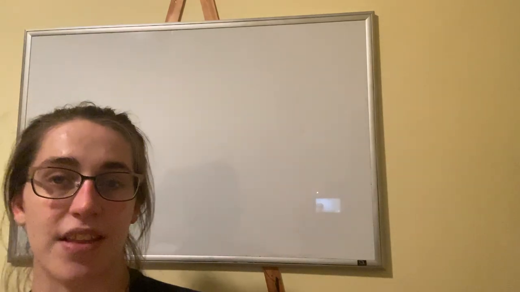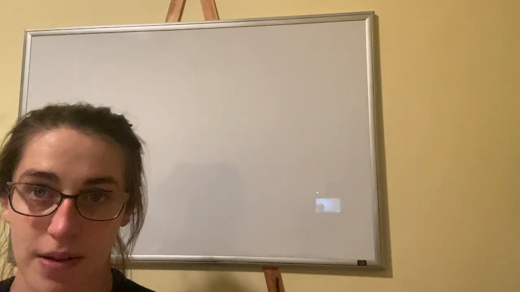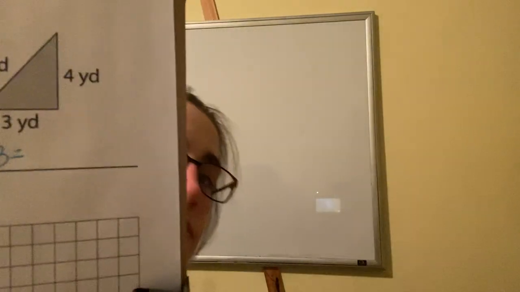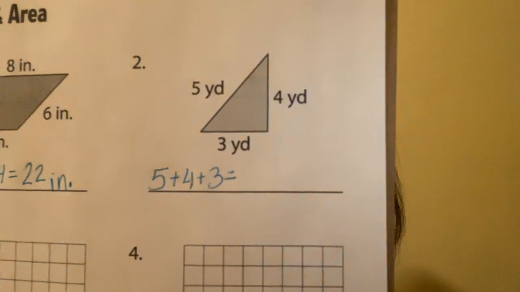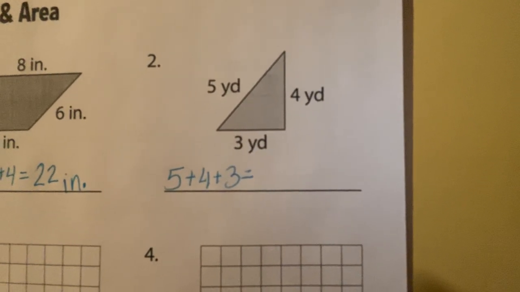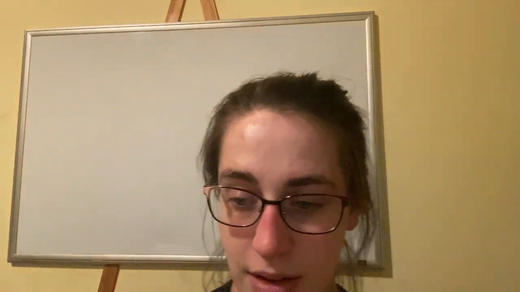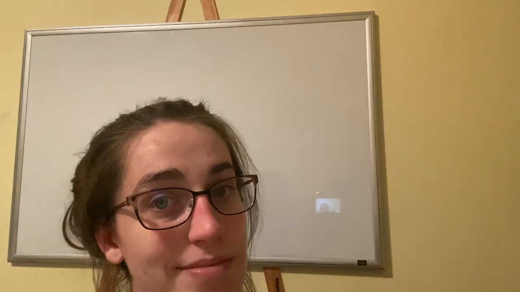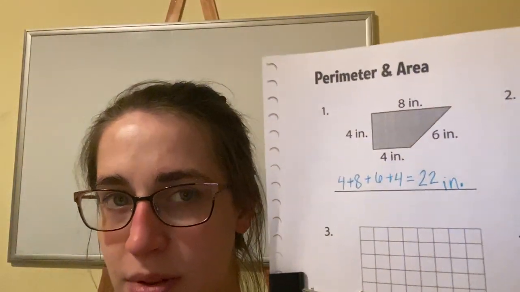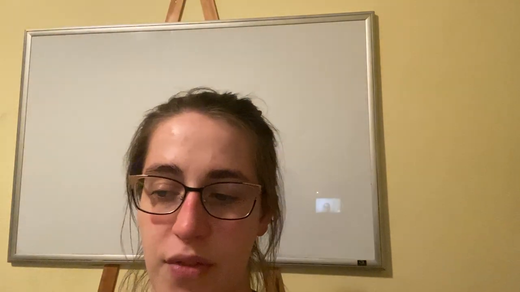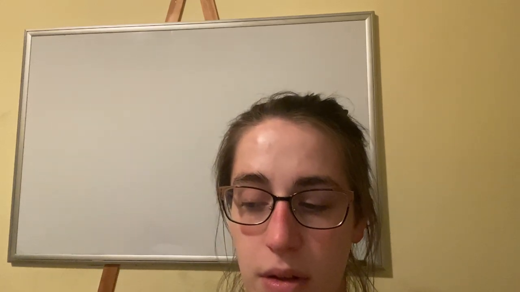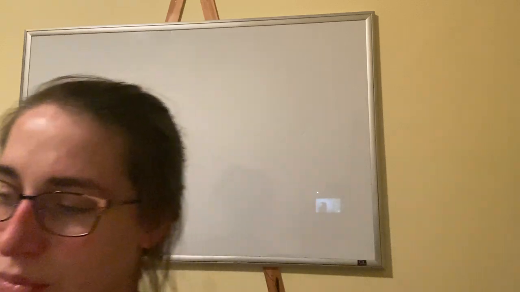Okay, perimeter is the sum of the side lengths. When you hear sum, you know that you're doing what operation? The sum is addition. So you should have, for number two, something like 5 + 4 + 3. Okay, in my brain, 5 + 4 = 9. Plus 3 more gives me 12, right? And what is your label? The answer is not just 12. 5 + 4 + 3 = 12 yards. 12 yards. That's if you were going to walk around the shape. You're not messing with the inside part. If you were to walk around the outside shape, you'd get 12 yards. Okay?